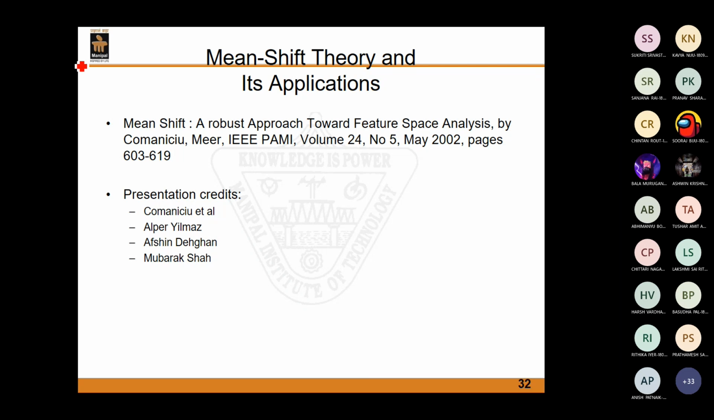Now, this mean shift algorithm was first proposed in a paper, "A Robust Approach Towards Feature Space Analysis", which was published in 2002. You can have a look at the paper if you want to know the details. Anyway, the overall summary of how the mean shift theory works will be discussed in today's class.